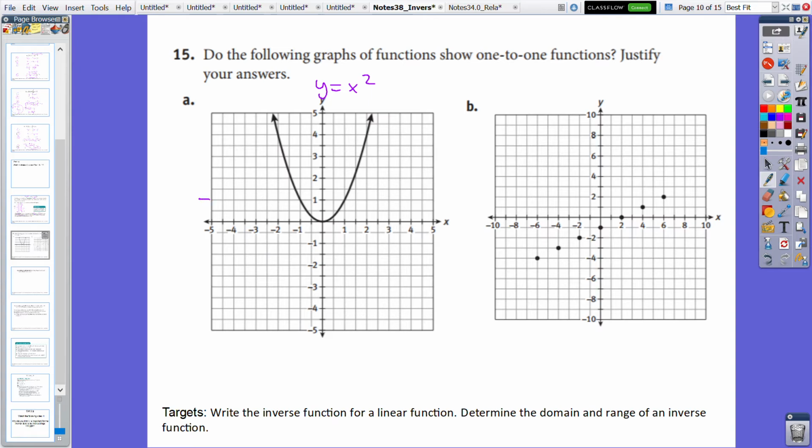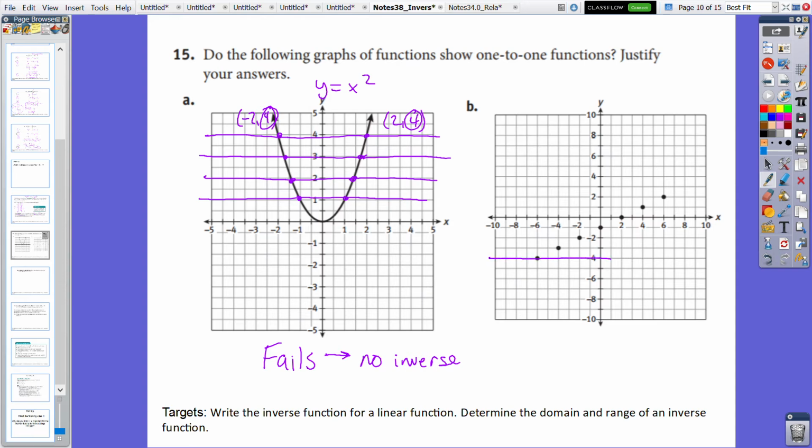If I draw horizontal lines, I'm going to draw one right here, another right here, another right here, and another right here. Now take a look. Each one of these lines goes through my function more than once. In this case, it fails the horizontal line test, which tells me that there is no inverse for this function. Take a look: -2, 4 exists right here, and +2, 4 also exists right here. Because 4 repeats, there is no inverse for y equals x squared. It is a function, but there is no inverse for it.